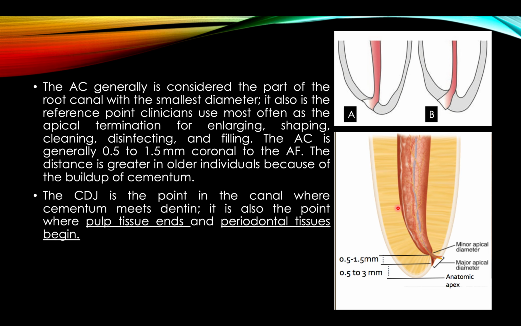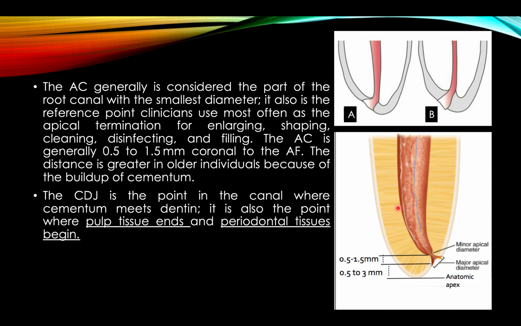The apical constriction is usually 0.5 to 1.5 millimeter coronal to the apical foramen. So the distance between the apical constriction and the apical foramen ranges between 0.5 to 1.5 millimeters. However, with age, we know that additional layers of cementum will deposit at the root surface, causing this distance to increase.